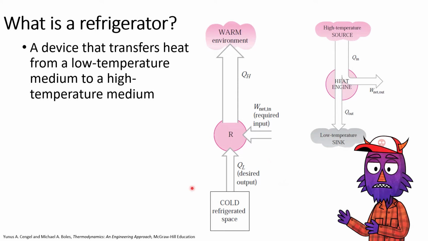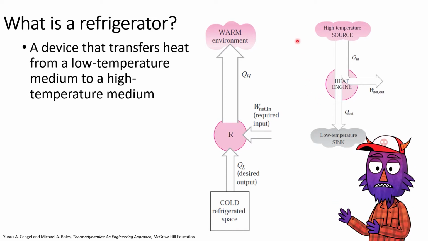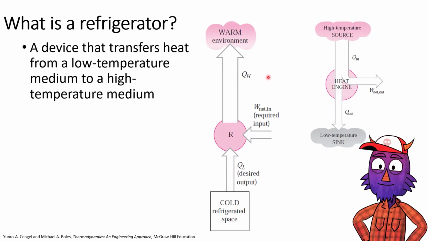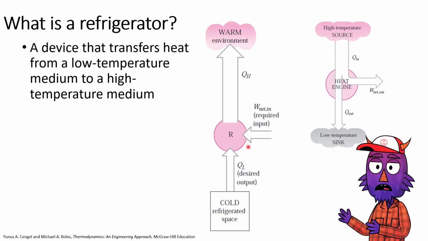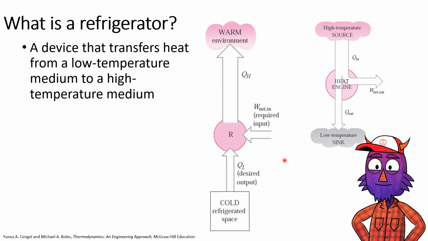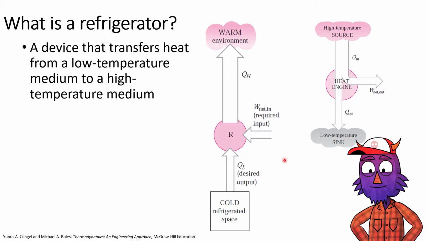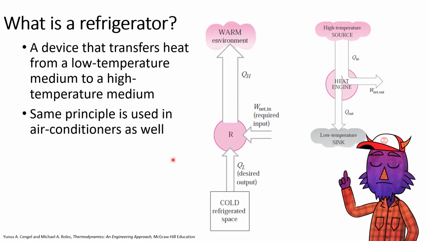is a device that transfers heat from a low temperature medium to a high temperature medium. This is not the natural way of heat flow, right? The heat usually flows from a high temperature medium to a low temperature medium. Therefore, in order to make this reverse process, we need to have some sort of a work input to the device. Otherwise, this process will not work. Since we are only considering refrigeration, we said this is the refrigeration cycle, but remember that this process is also applicable to air conditioners as well.